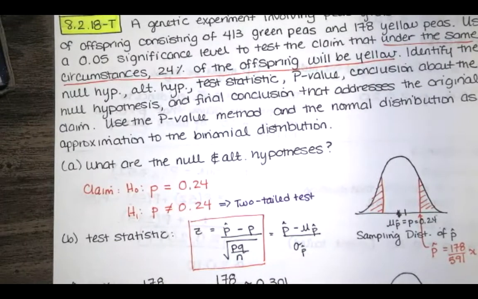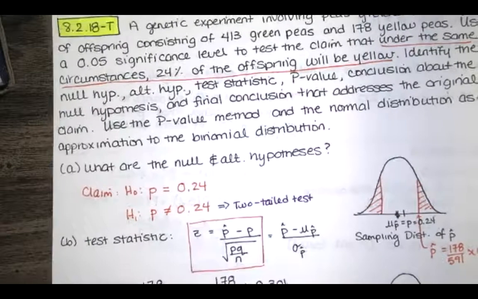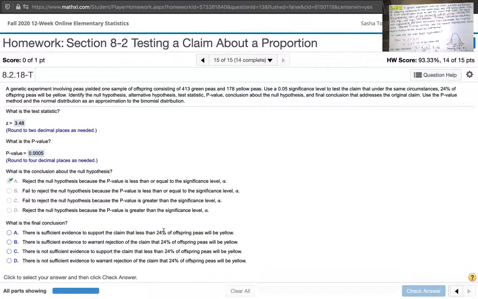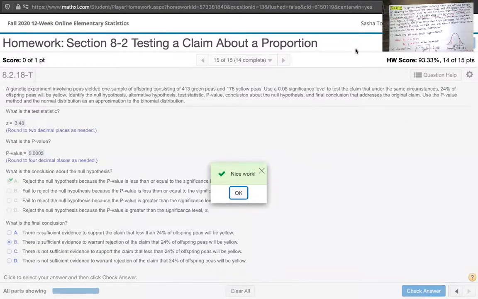So we're saying we have sufficient sample evidence to reject the claim that the true population proportion is 0.24, or alternatively, there is sufficient sample evidence to warrant rejection of the claim that 24% of the offspring will be yellow. So we say there is sufficient evidence to warrant rejection of the claim. Oh, that's B. Okay, that's it. And that's how we do that one.